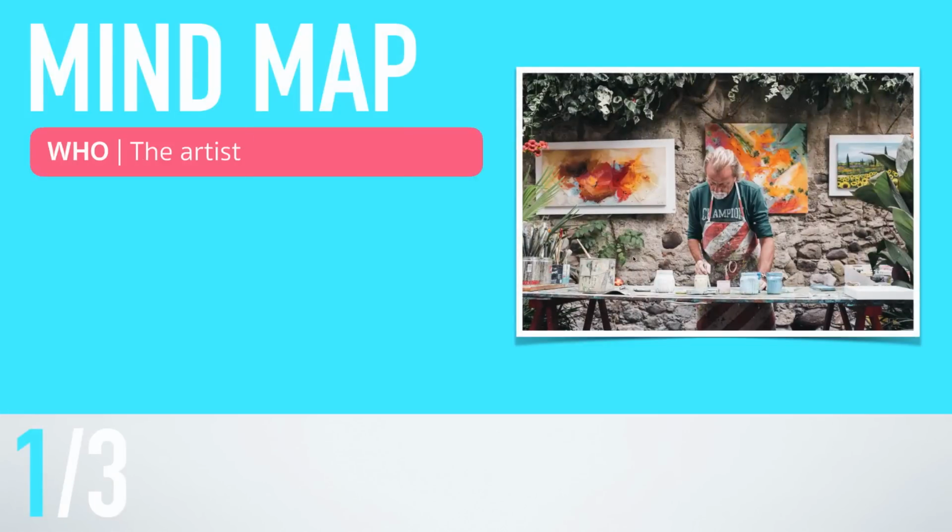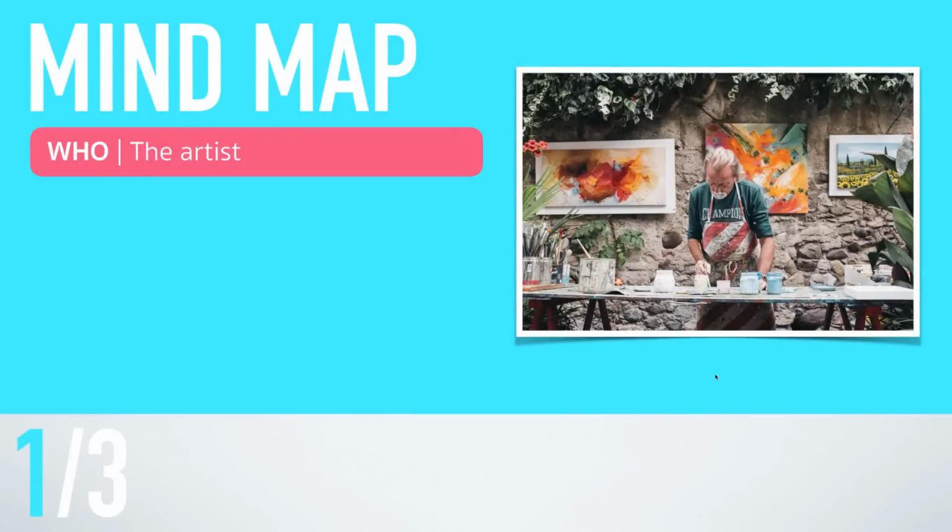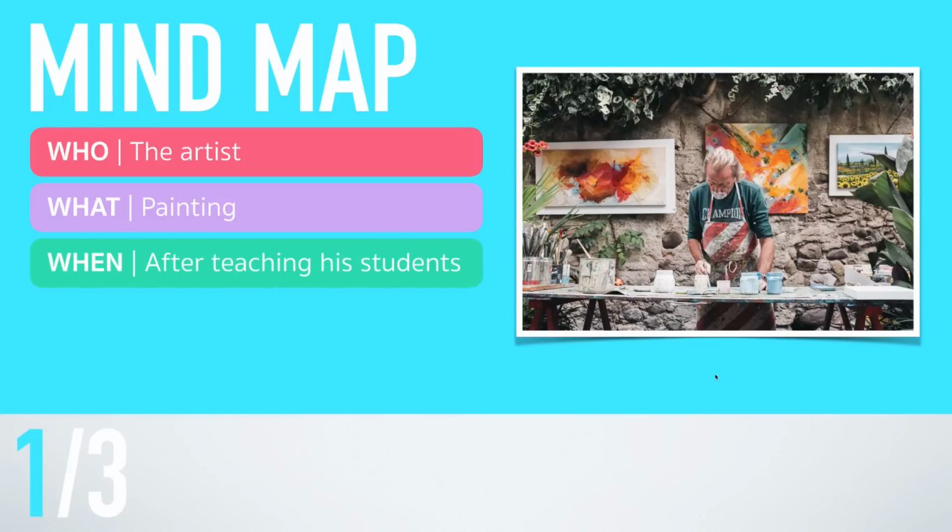So we have another image. This man, I say, who is he? He's an artist. You guys know I love art, right? So, okay, but what is he doing? Looking at the picture, what is he doing exactly? Well, I'd say he's painting. When is he painting? I'd say after teaching his students. Now, again, these are chunks of information that I'm gathering in my mind, but you can gather your own little chunks for the 5 W's.